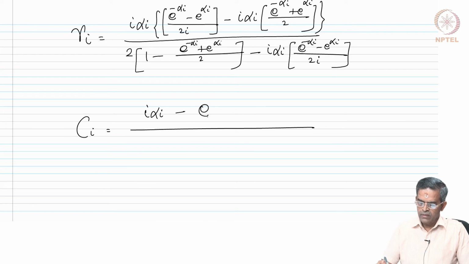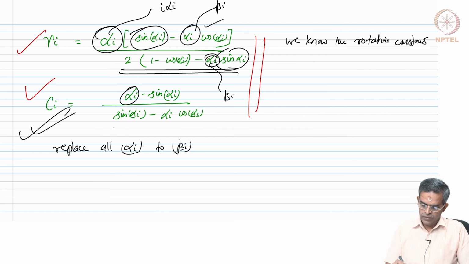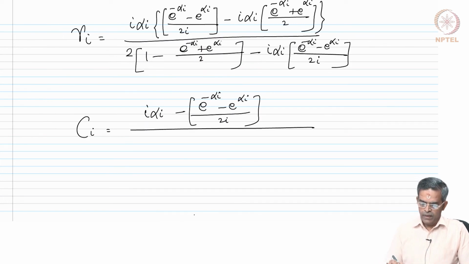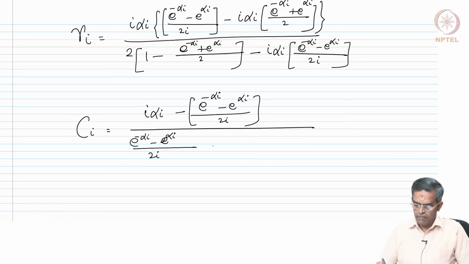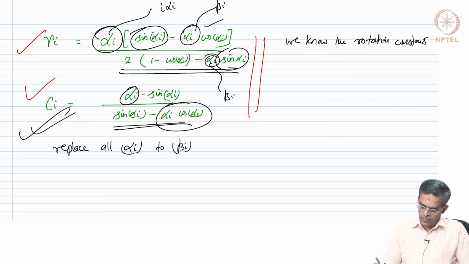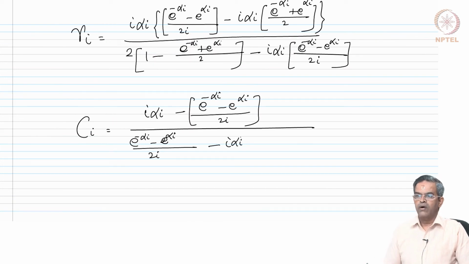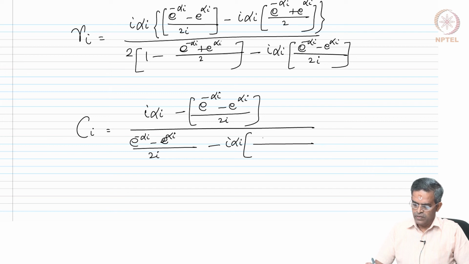Sine e to the power of minus alpha I by 2I, divided by this one, e to the power of minus alpha I minus e alpha I by 2I, minus this value I alpha I of cos. So, e to the power of minus alpha I plus e alpha I by 2.